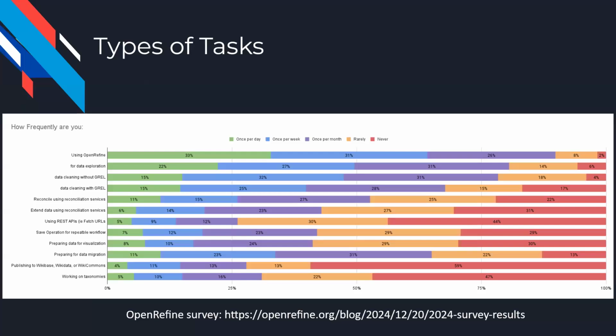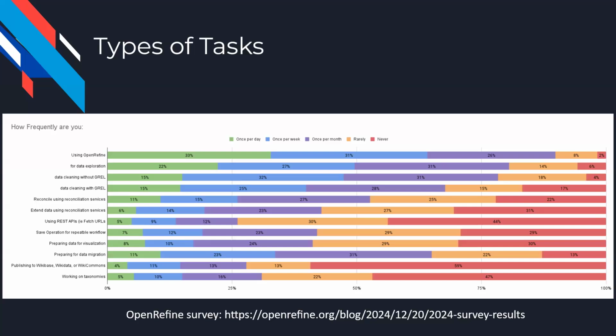So what types of tasks can you do with this? The OpenRefine community does a survey every couple of years, and they just published the results from December. This is a screenshot from their September page down there. I recommend taking a look at it to see what other people are doing. It's a great read. They ask how frequently you are doing various things, and folks came back and mentioned once per day or once per week. If you look at the green and the blue aspects of all these, they have the general thing, using OpenRefine.